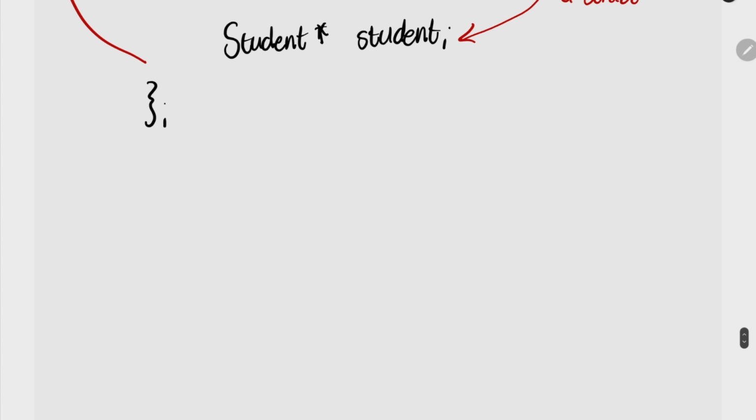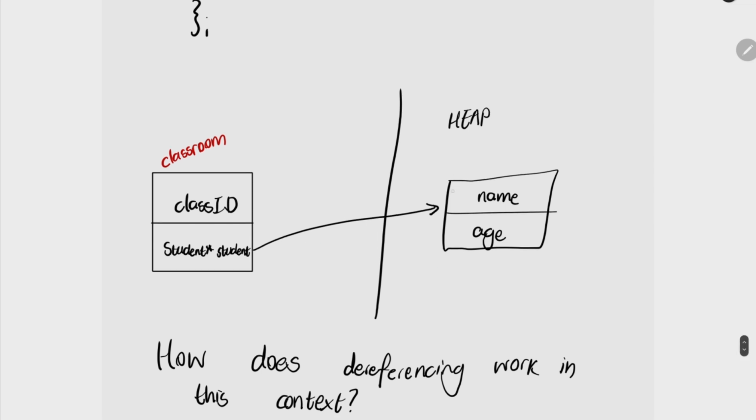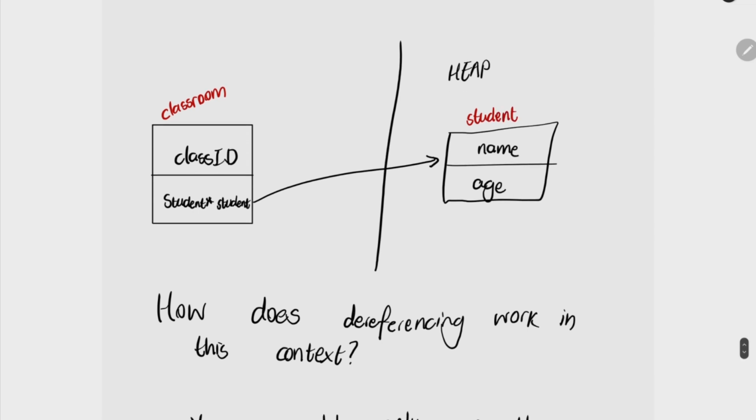Let me just give you guys a quick visual representation of how this is going. Okay, so here I've drawn a diagram. Let's say we have created an instance of the classroom struct. So we have the class ID, which is here, and then we have the pointer, which points to some dynamic memory. It could be either a dynamic array, or it could just be a single dynamic variable, which in this case is the student struct.